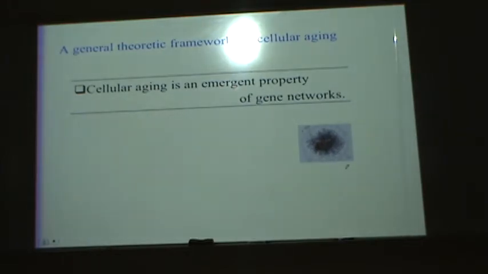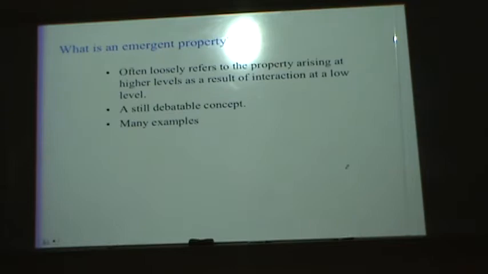People have been arguing that aging is related to gene networks for almost two decades now, so that idea has been around for a very long time. So now the question is, what do you think an emergent property is? If you Google it, what do you see? When I say emergent property, what comes to your mind? I met someone whose major was emergent property. Emergent property?